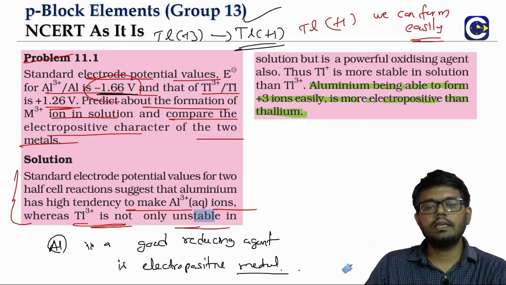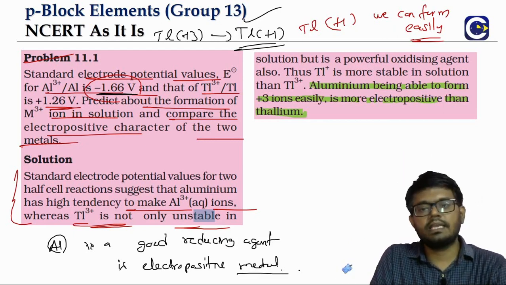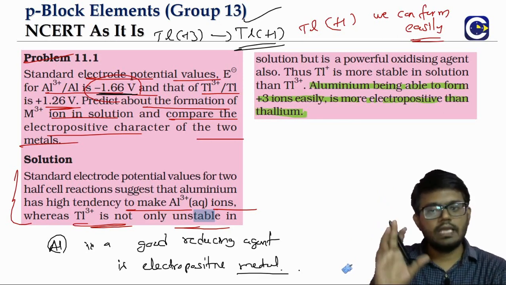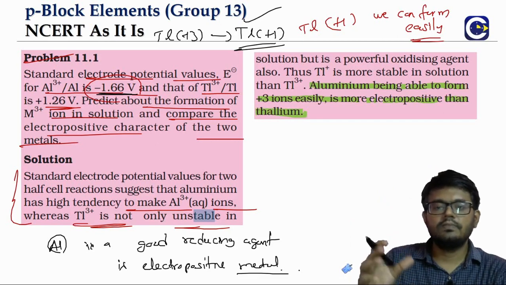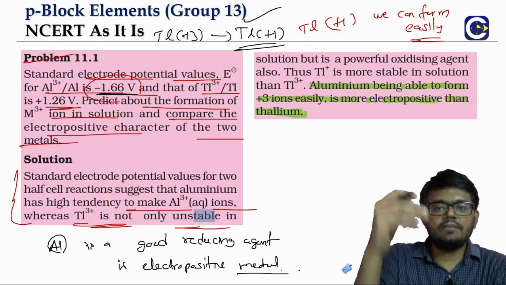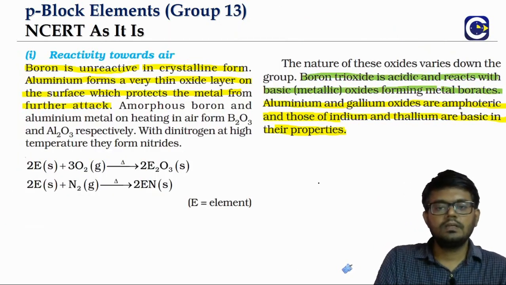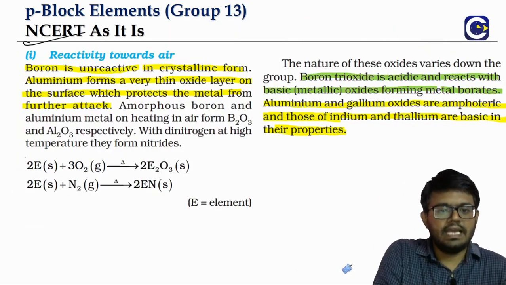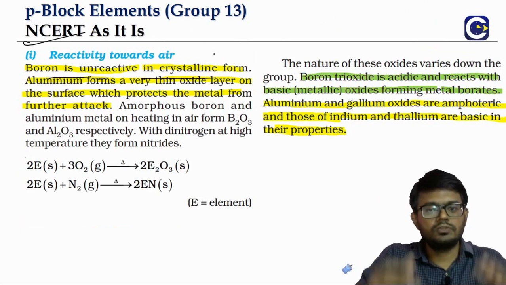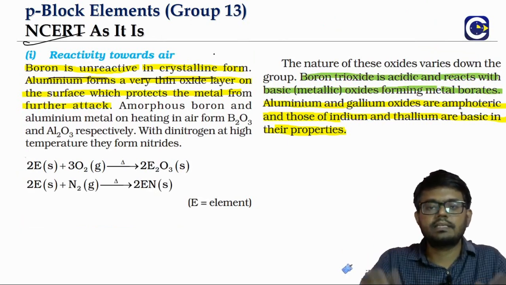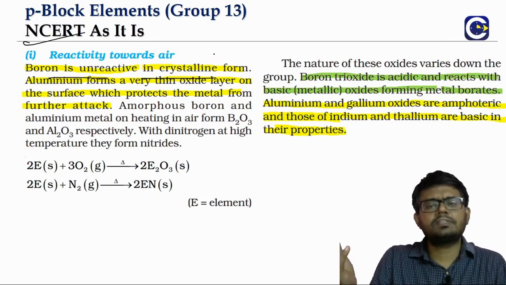So this is what we can tell by using the electrode potential values comparison. Whenever we are talking about the electrode potential comparison, just go to the redox reactions chapter once, where we have talked about the information we can get by looking at the reduction potential values. Talking of reactivity with the air, boron is unreactive because of the crystalline form. If you want to make boron react, you have to break the crystal. Only when it is in the amorphous state can it react.